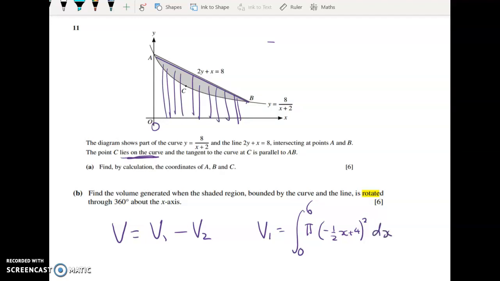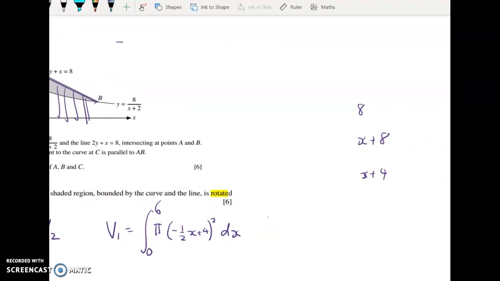So that's V1, and now I'm going to hollow out V2. So it's the integral between 6 and 0, and it will be pi times, what was it, 8 over x plus 2 squared dx. And we work both of those out separately, and then we take one away from the other. So I'm going to do that correctly, hopefully very quickly, and then I'm going to show you the biggest mistake that people make with these.